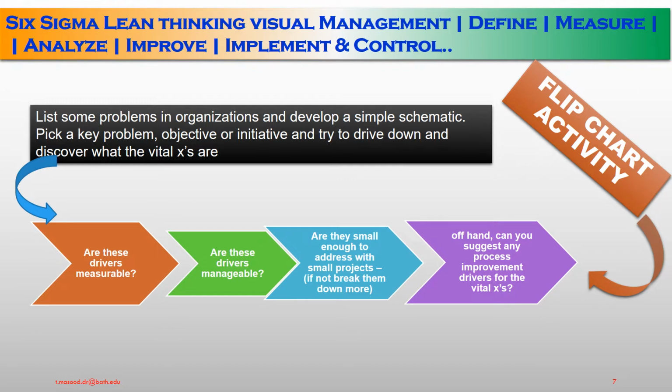Flipchart activities. Okay, flipchart activities: what you have to do first is list some problems in an organization and develop a simple schematic. Okay, pick up key problems, objectives or initiatives, and try to drive down and discover the vital Xs, as we have discussed in lectures number 3 and 4. Okay, first thing we must understand and need to know: are these drivers measurable? First.